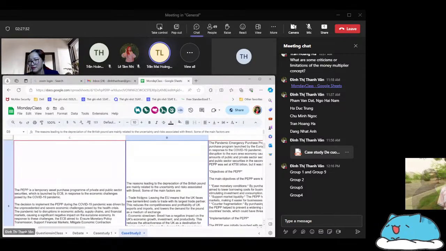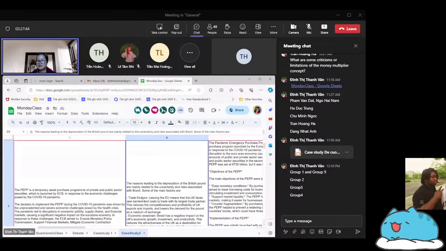I'm from group 4. I can answer that. That's their policies to increase the money supply, so it will affect the money flow. So it will revive the economy. Okay. Go ahead. Oh, that's my answer. You can go.